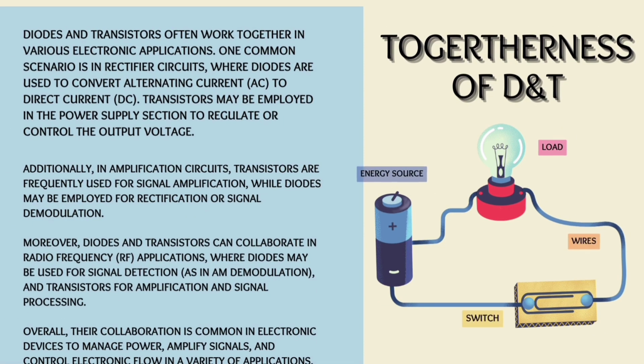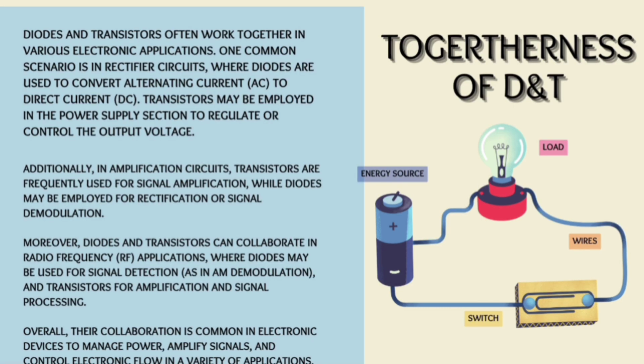The last but not least, how transistors and diodes are working together. Now, combining the transistors and diodes together. Diodes are often used to protect transistors by preventing reverse voltage from damaging them. Transistors can use diodes in their biasing circuits to ensure proper forward biasing for the transistors to function as intended.